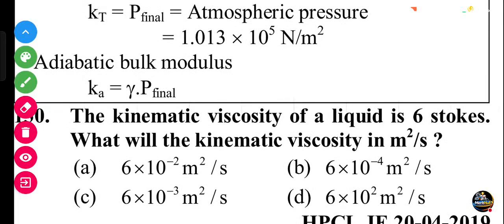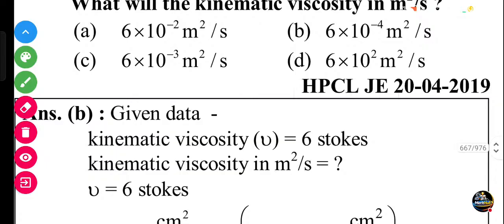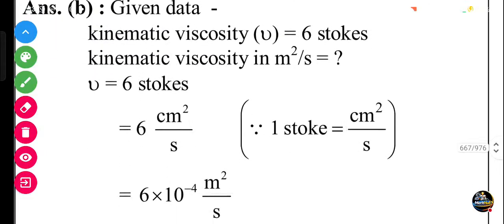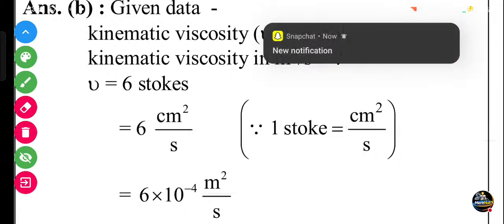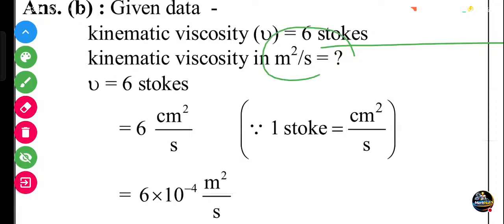The kinematic viscosity of a liquid is 6 stokes. What will be the kinematic viscosity in meter square per second? We know that one stoke is equal to 10 to the minus 4 meter square per second. So 6 into 10 to the minus 4. This is the answer. The kinematic viscosity is given and converted to meter square per second. The stoke is the CGS unit, centimeter square per second.